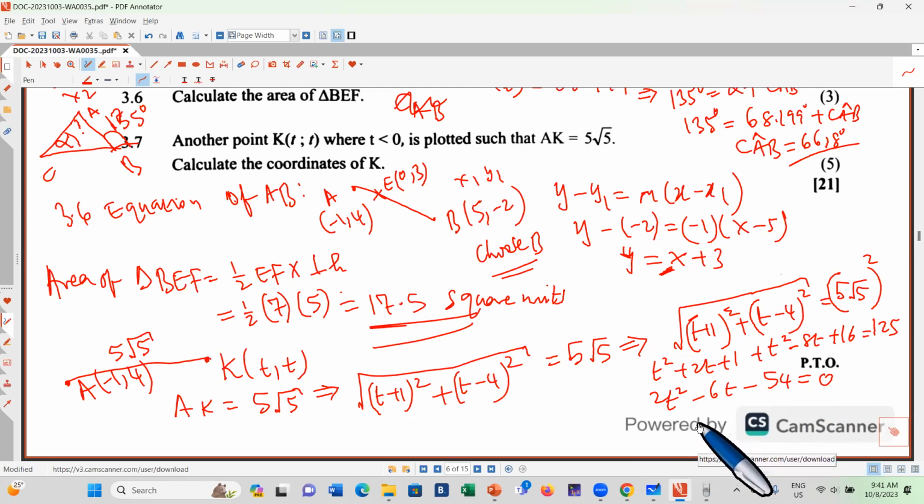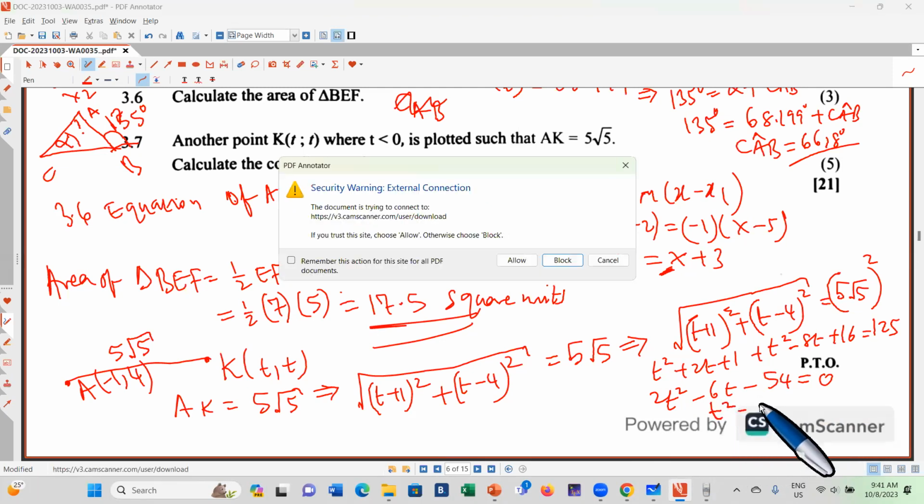So if you divide here through by the 2, what do you get here? You get exactly t squared minus 3t.